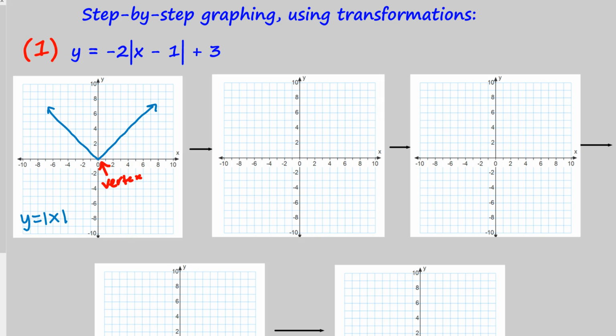Okay, the next transformation, or the first transformation I would do, is I would multiply it by 2. So we have y equals 2 times the absolute value of x. So remember, that's a vertical stretch. It's going to be 2 times taller. So let's take some of the points and double their y coordinates. 0, 0 is still 0, 0, but 1, 1 is now 1, 2. 2, 2 is now 2, 4. 4, 4 is now 4, 8.